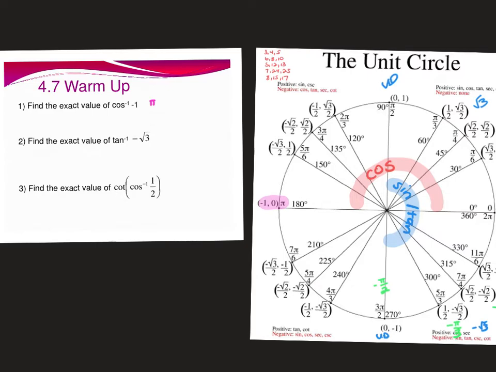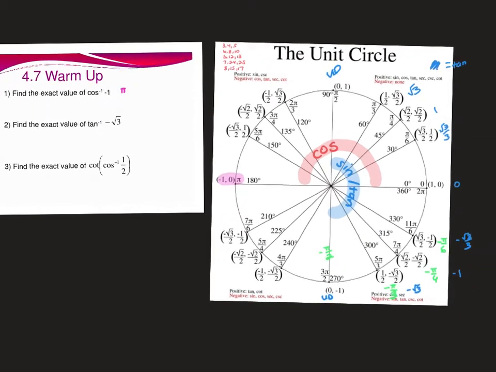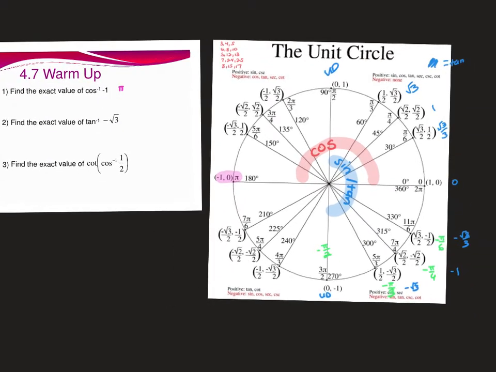Number 2 says find the exact value of tan inverse of negative root 3. So I want to look at my unit circle for where tangent, which is the 4th quadrant and 1st quadrant, where that would be negative root 3, and that's going to happen down here. But instead of saying 5 pi over 3, we say negative pi over 3.